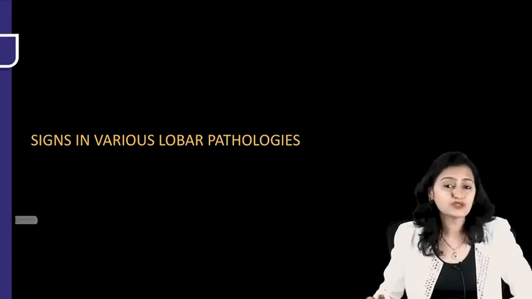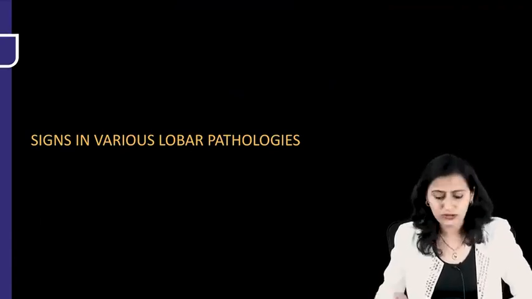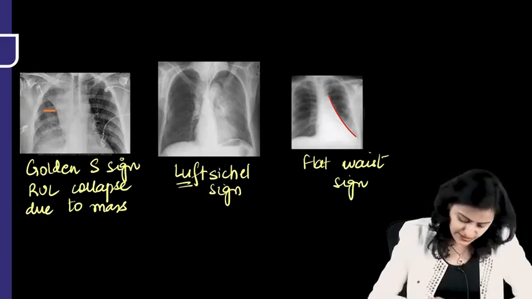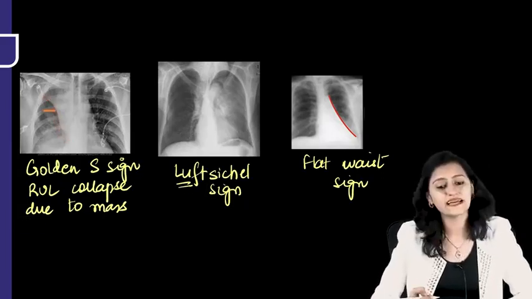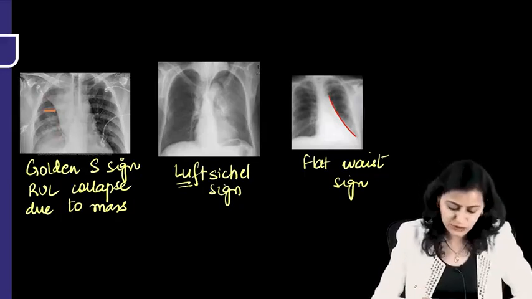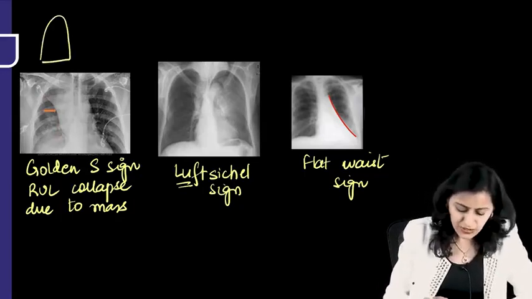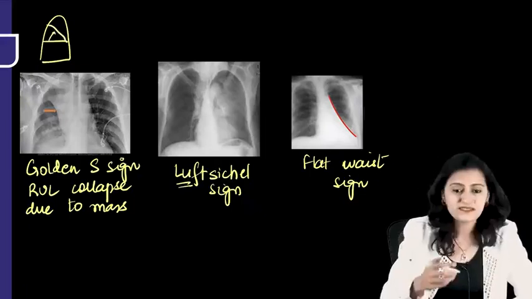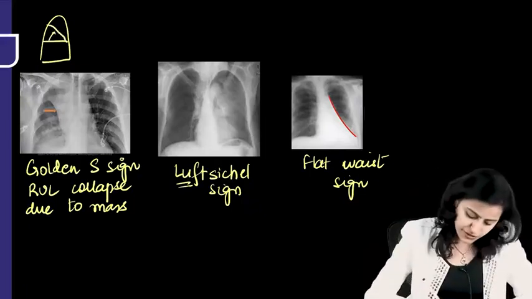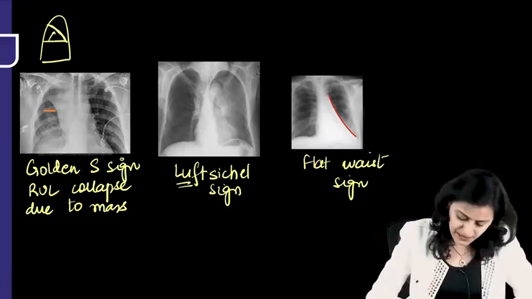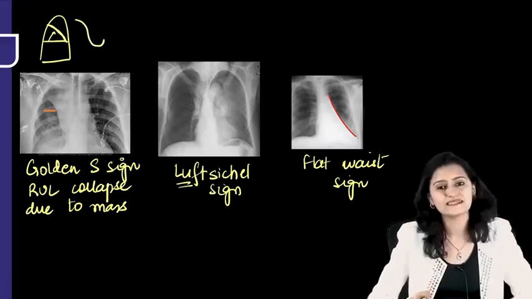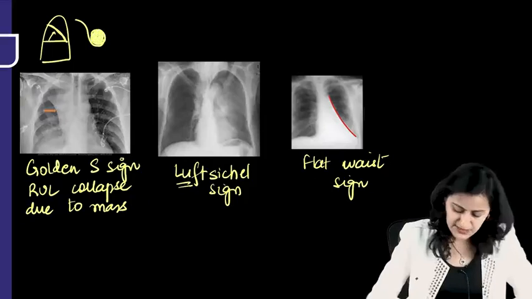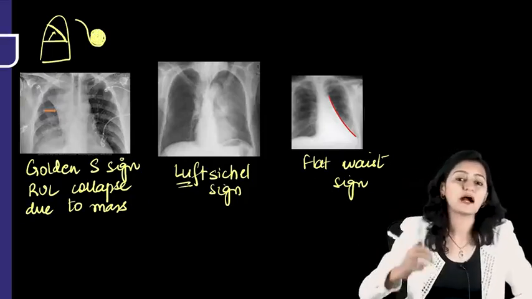Now, let's come to the signs in the various lobar pathologies. First one, the golden S sign. Look at this one. The fissure is appearing like an S. It is also called the reverse golden S sign. Normally, the fissure is horizontal. With the collapse, the fissure should go up uniformly. But here the fissure is going like this. Why? Because in the medial part, we have a mass which is not allowing the fissure to come up.